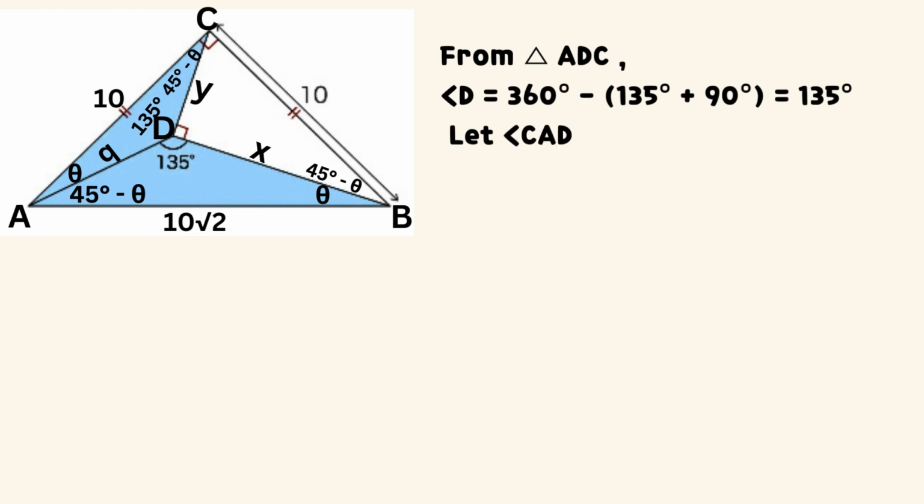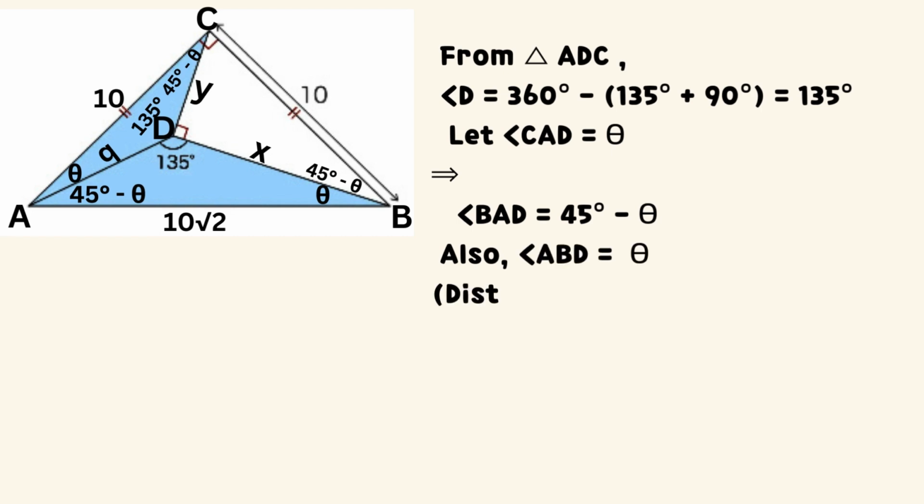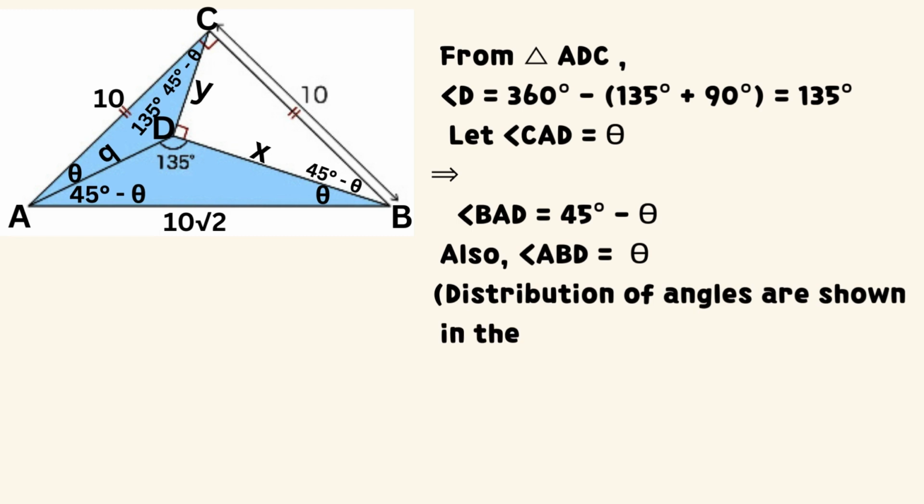From triangle ADC, angle D equals 360 degrees minus the sum of 135 degrees and 90 degrees, which equals 135 degrees. Let angle CAD equal theta. It implies that angle BAD equals 45 degrees minus theta. Also, angle ABD equals theta. The distribution of angles are shown in the figure.